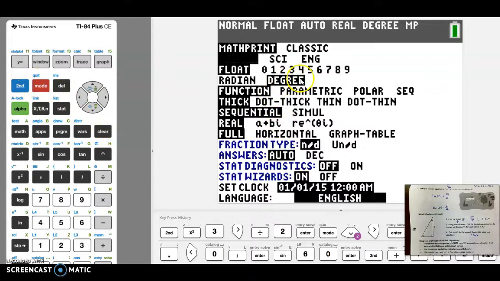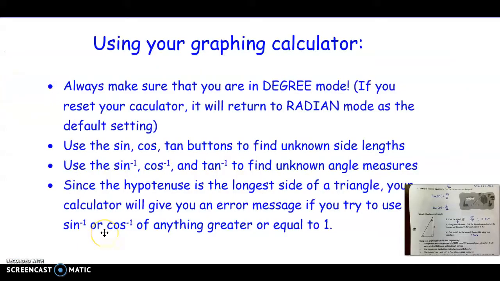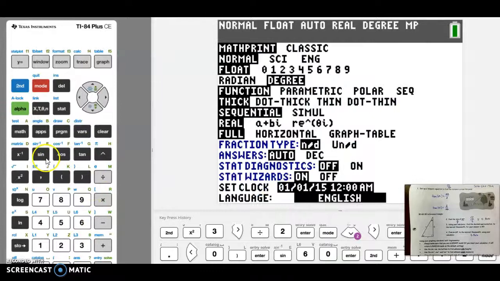You can see I'm still in degree mode. So pressing this clear button doesn't get you out of degree mode. It's just when you do a hard reset using second plus 712 that it'll go back to the default setting. So on your calculator, the sine, cosine, and tangent buttons are going to be used to find missing side lengths.